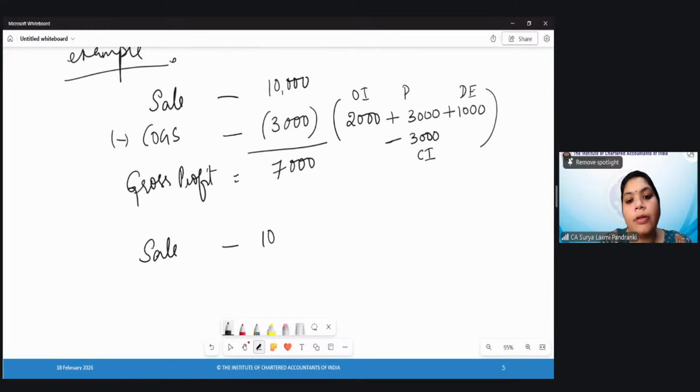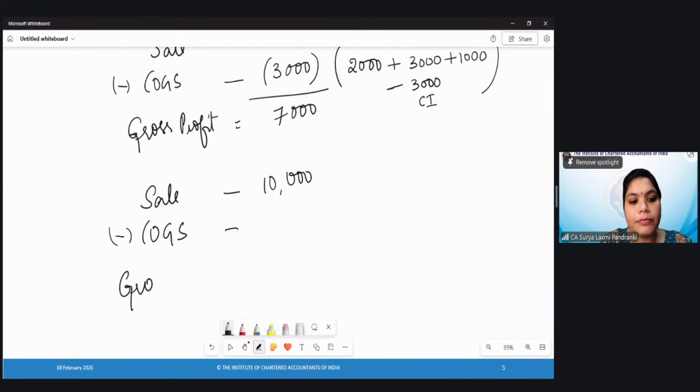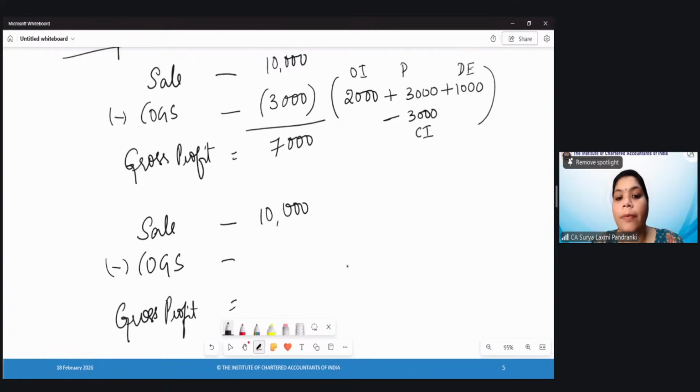Now, I will retain all the numbers. I will not change any of the numbers except one number. Okay. So let us change the opening inventory. I will increase the opening inventory, maybe to 4,000. Opening inventory, I'm changing it to 4,000 plus 3,000. The rest of the numbers will remain the same, minus 3,000.